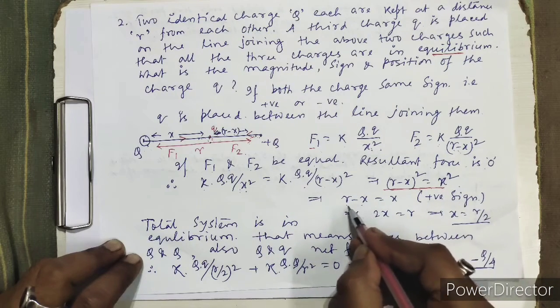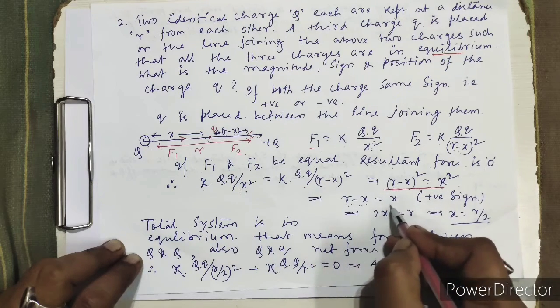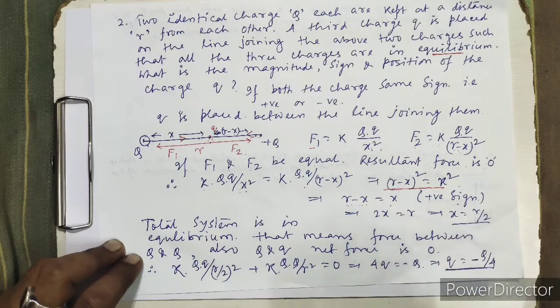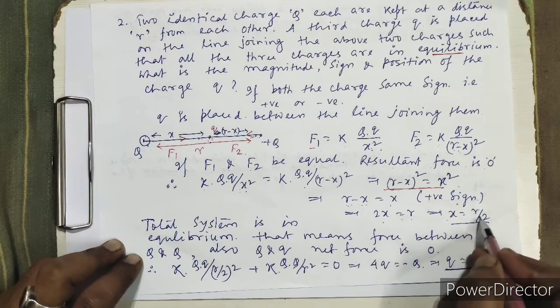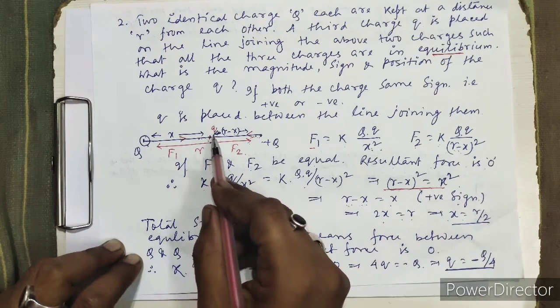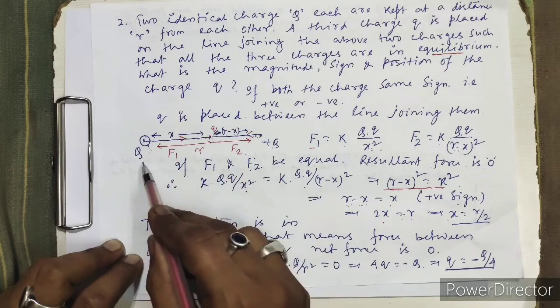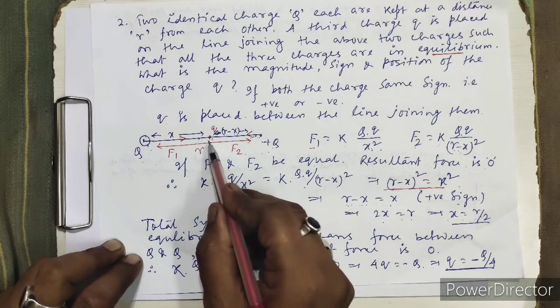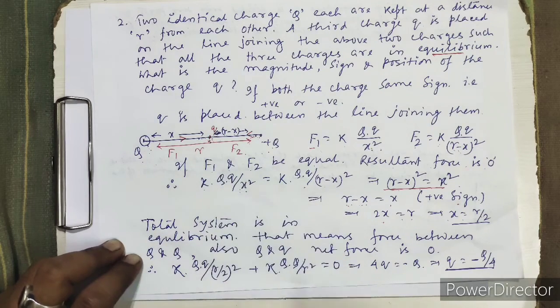And root over of the left hand and right hand is R minus X equals X. You take the positive sign because X is the distance. Distance cannot be negative. Therefore, 2X equals R and X equals R by 2. That means if small q charge is placed just at the midpoint between the capital Q charges, the total or net force at the midpoint should be 0.